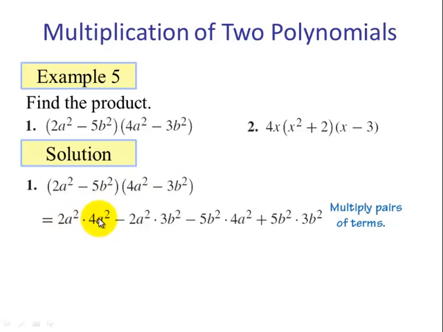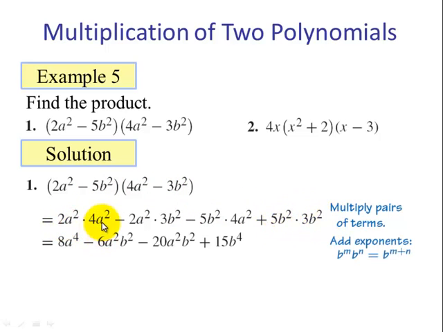So we have our first two terms, this one and this one. The outer terms, which is this term and this term. Inner terms. And then the last terms, last two terms of the binomial.